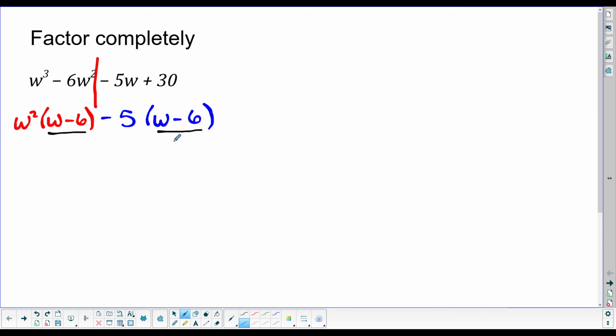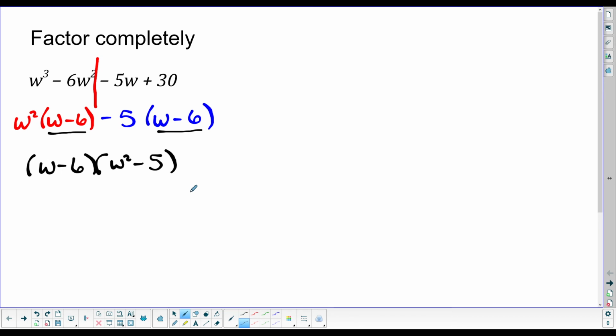So what we're going to do is factor out that W minus 6. We're going to say, well, this is W minus 6 times what? Well, it's W minus 6 times W squared, and it's also W minus 6 times negative 5. And so that's how we would write out that answer.